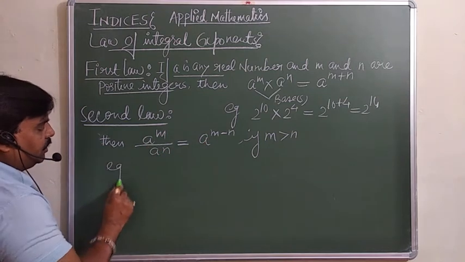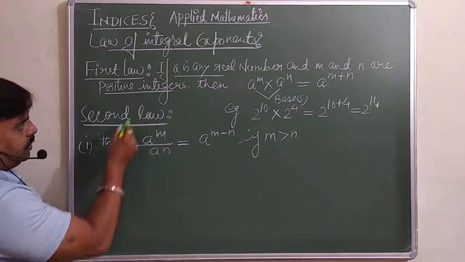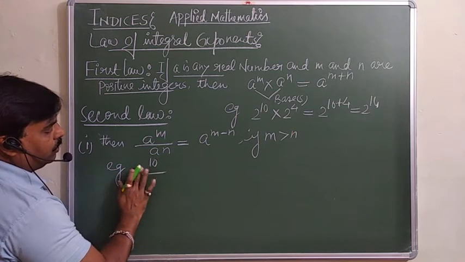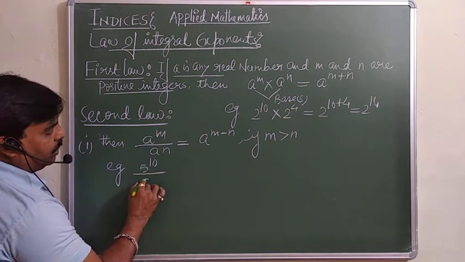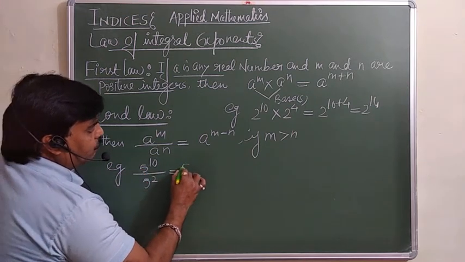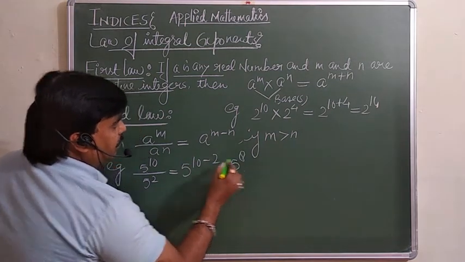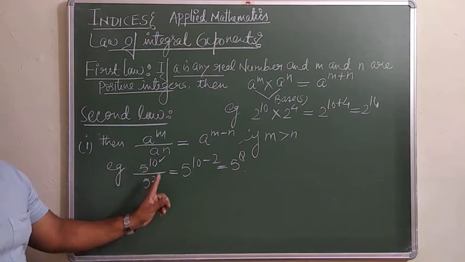This is your first case in the second law. For instance, take the number 5 raised to power 10 over 5 raised to power 2. That can be written as 5 raised to power 10 minus 2, which is equal to 5 raised to power 8, because here m is greater than n.